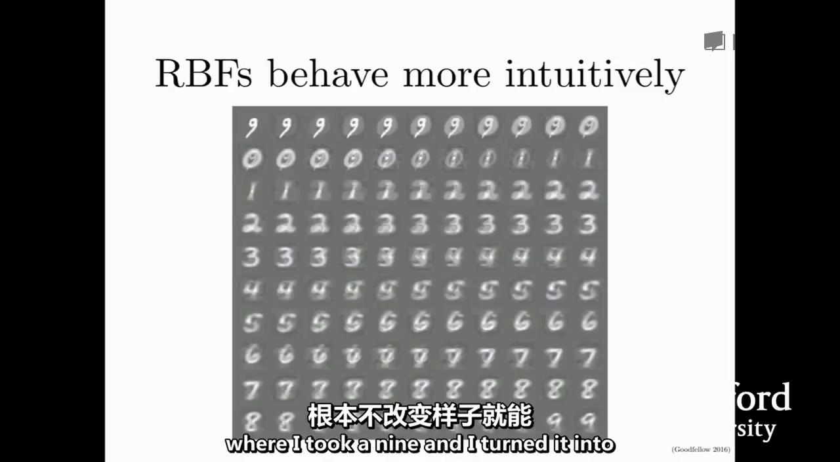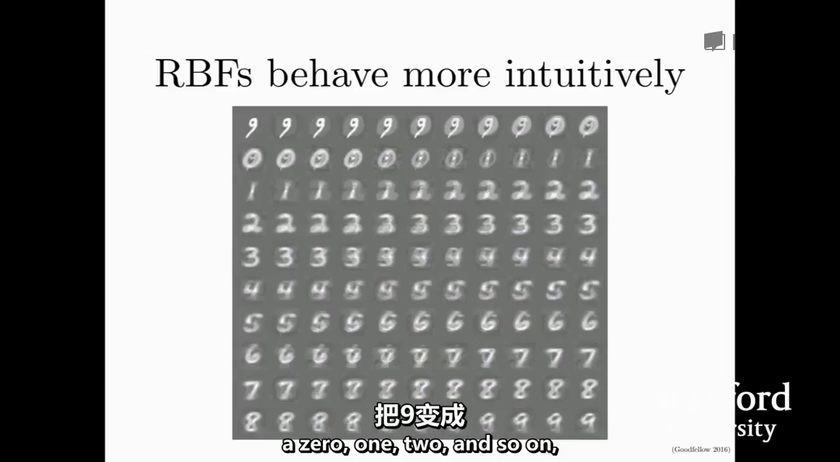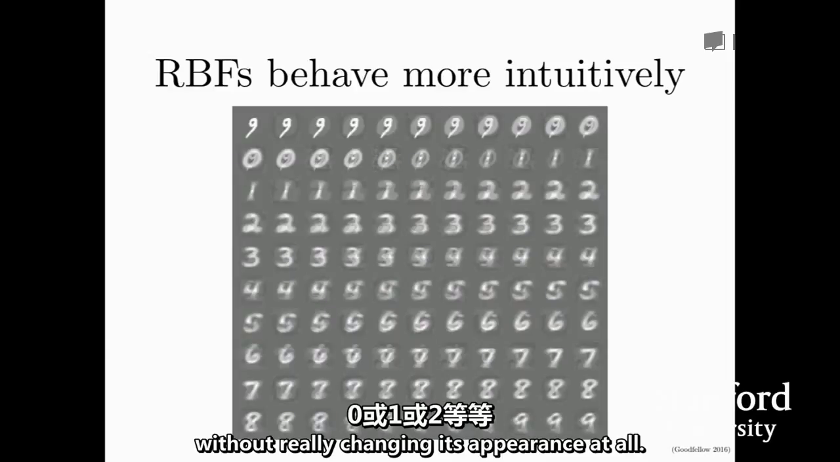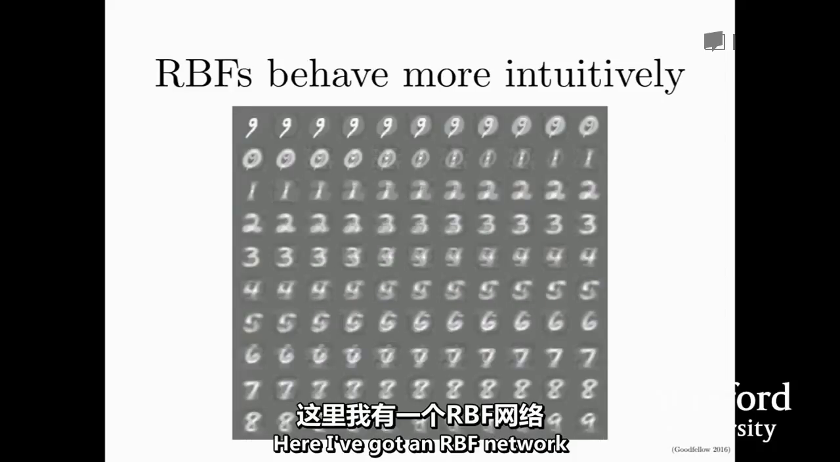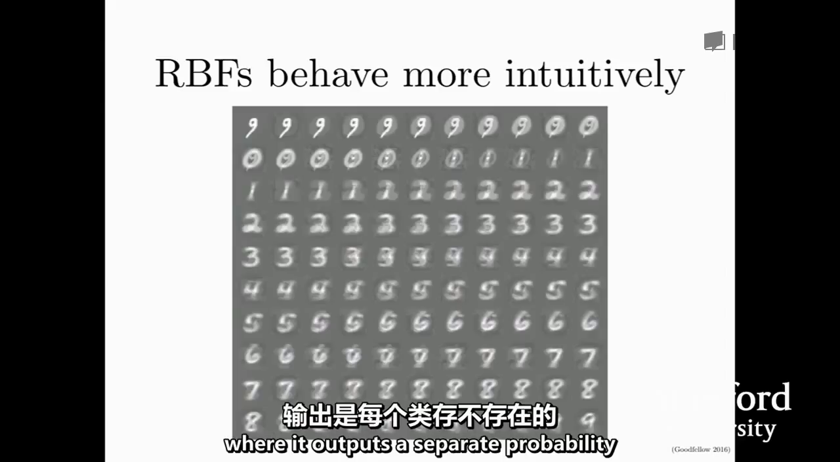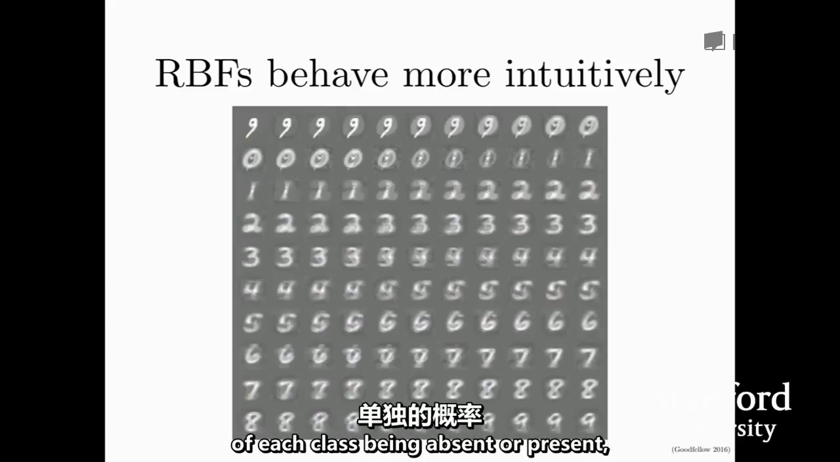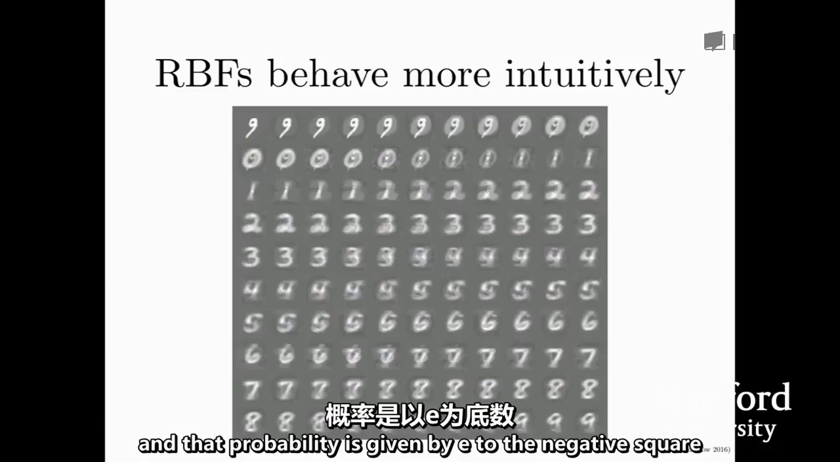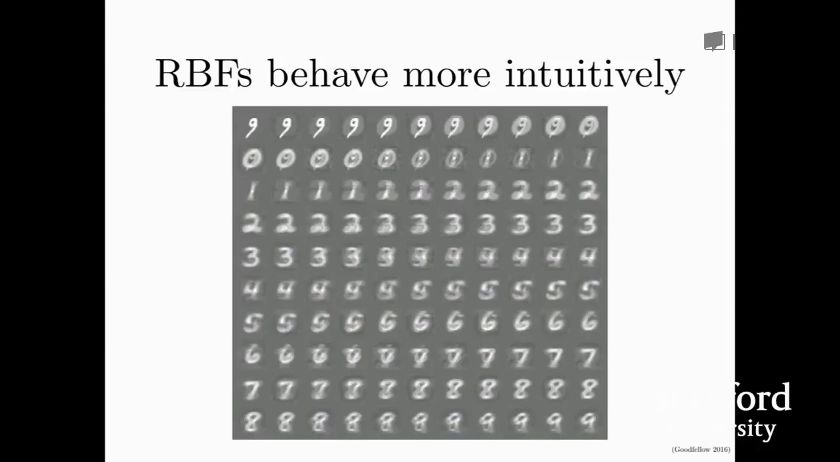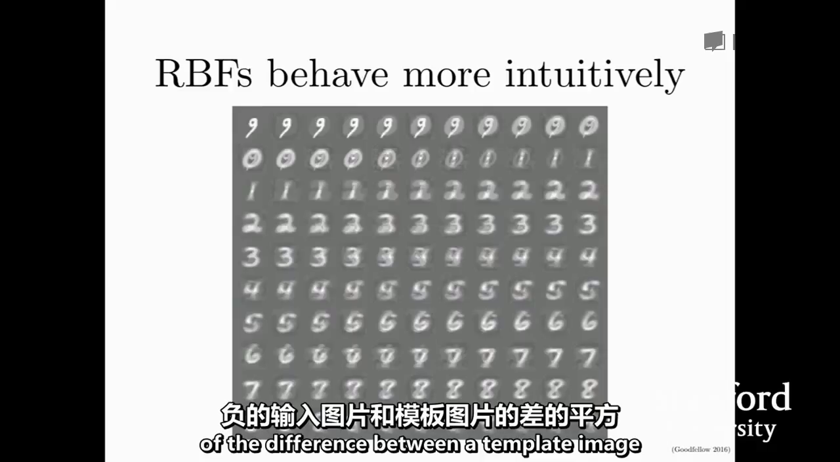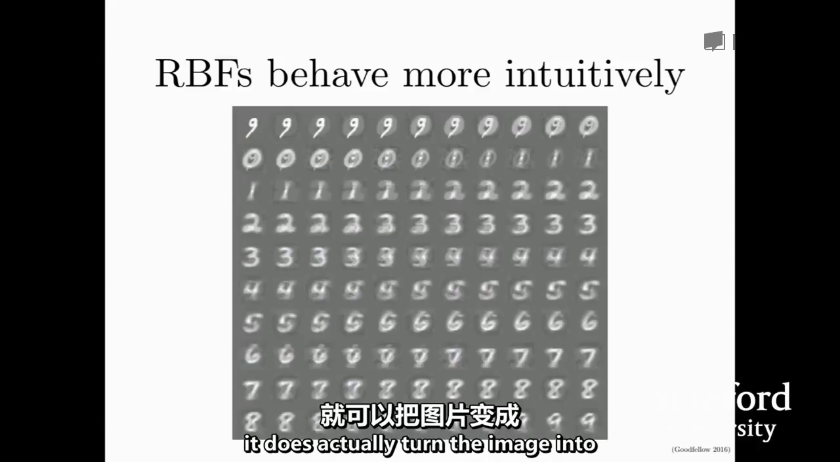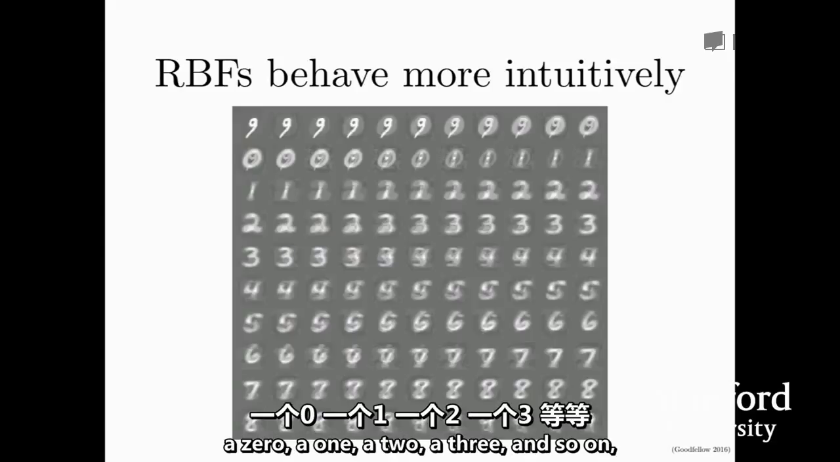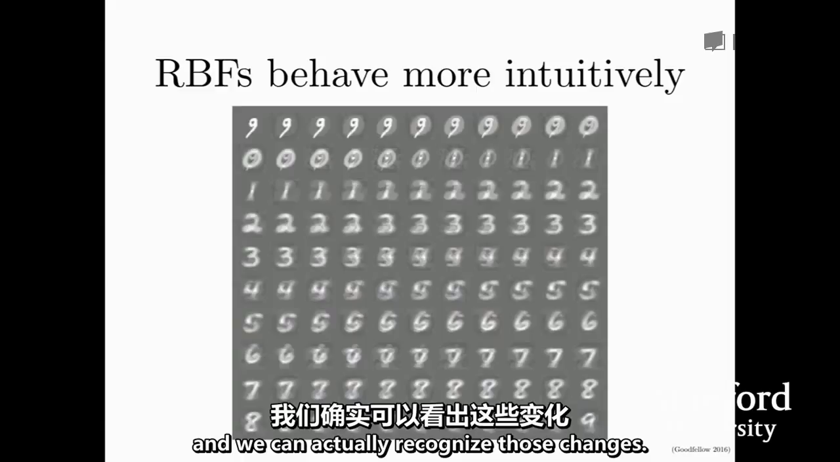Earlier, I showed you an animation where I took a 9 and I turned it into a 0, a 1, a 2, and so on, without really changing its appearance at all. And I was able to fool a linear softmax regression classifier. Here I've got an RBF network where it outputs a separate probability of each class being absent or present. And that probability is given by e to the negative square of the difference between a template image and the input image. And if we actually follow the gradient of this classifier, it does actually turn the image into a 0, a 1, a 2, a 3, and so on. And we can actually recognize those changes.